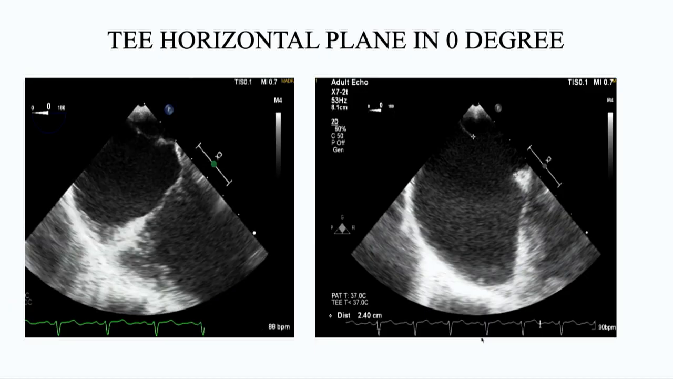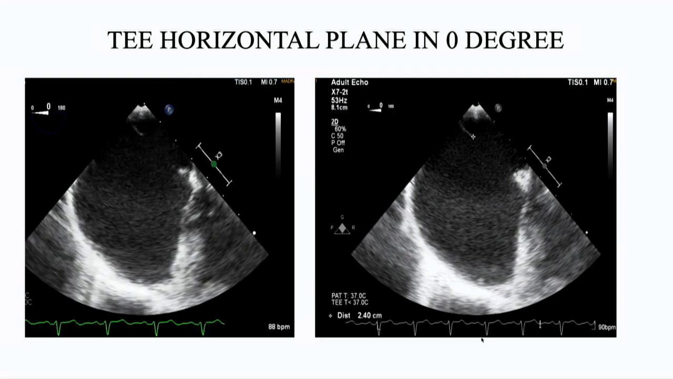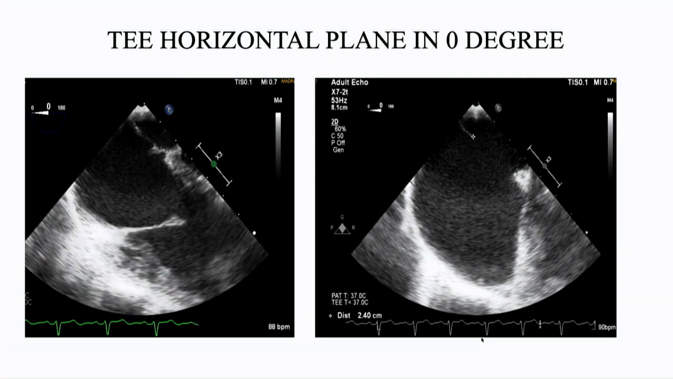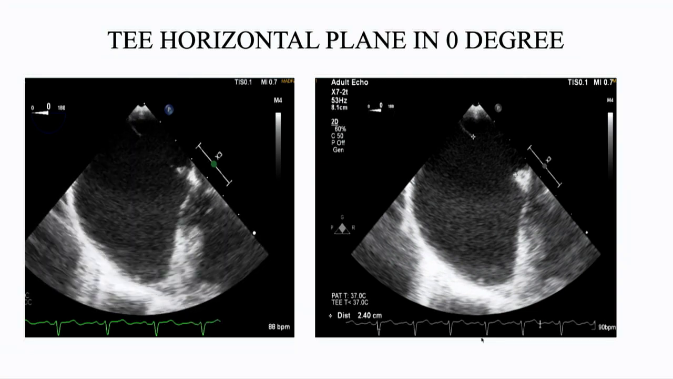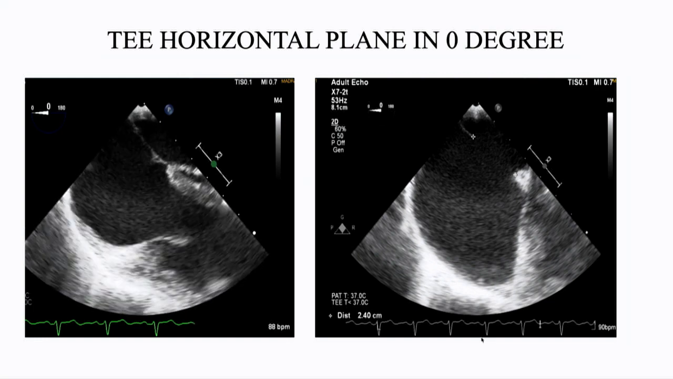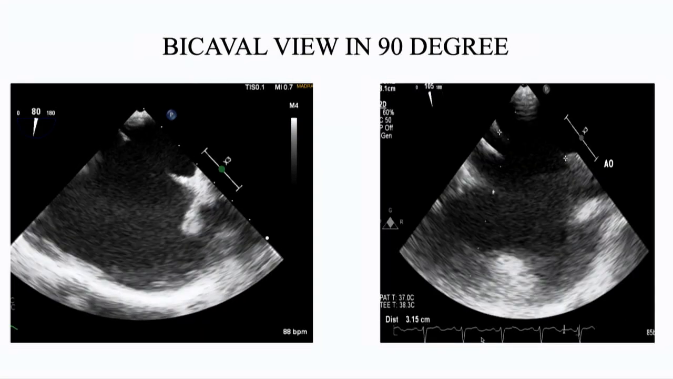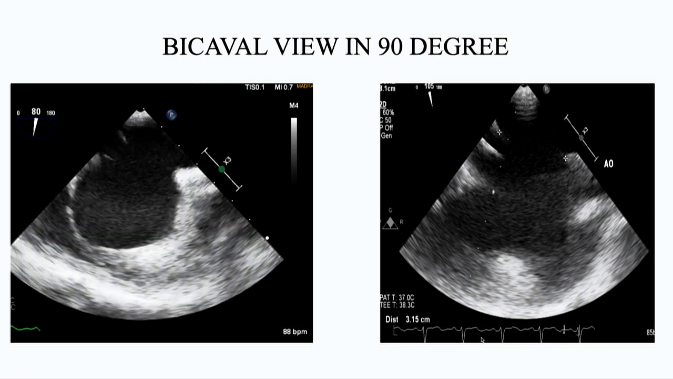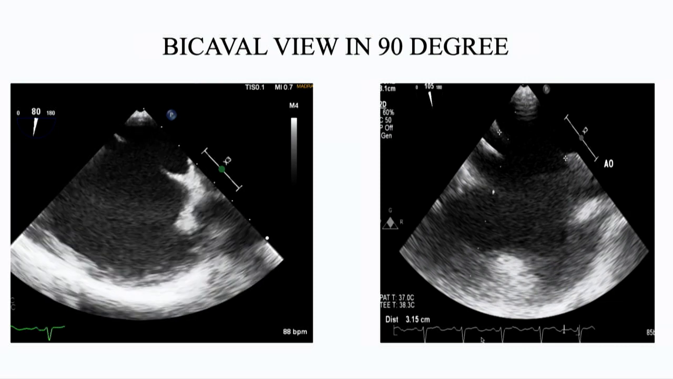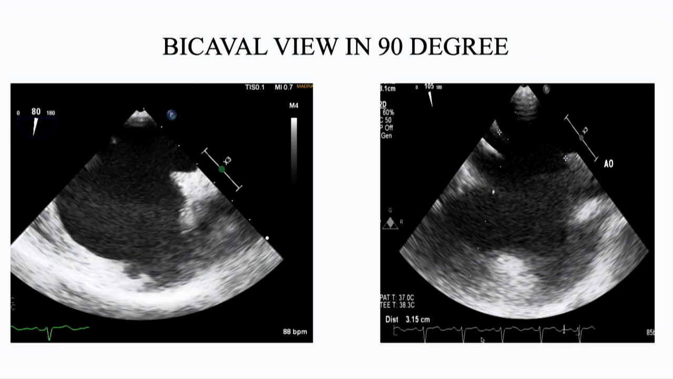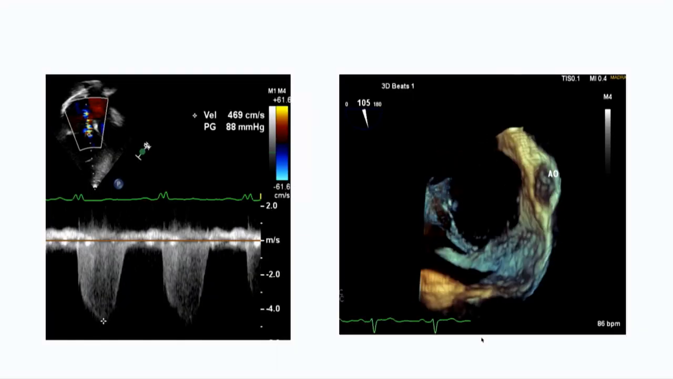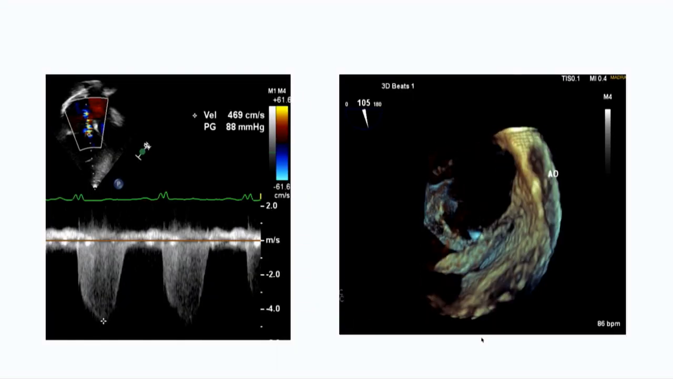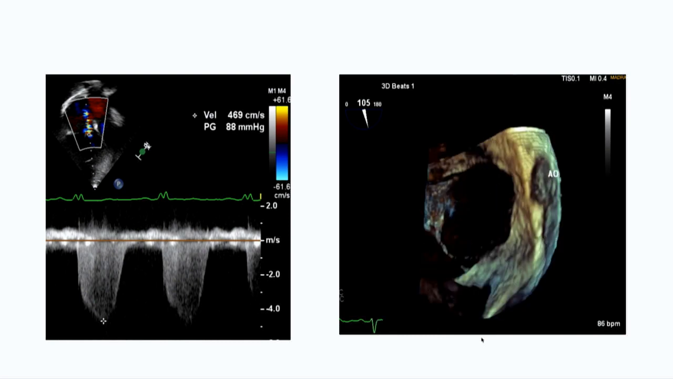This is a TEE image with horizontal plane done at 0 degrees, where you can see the large secundum ASD, which on 0 degrees measures around 24 millimeters. This is a bicaval view of the same, where the ASD measures a maximum of around 31.5 millimeters. Patient had severe PH with the RVSP around 88 plus RA with mild TR.